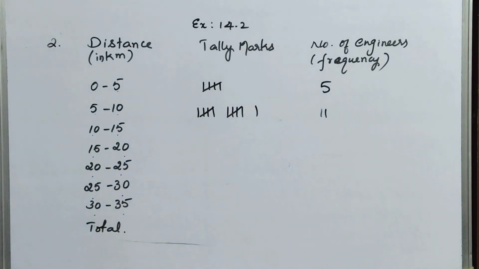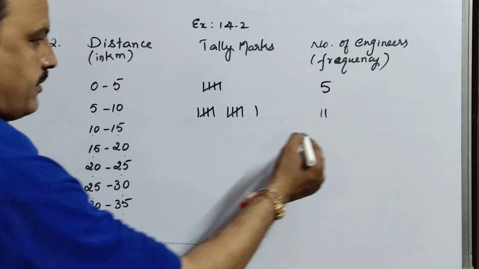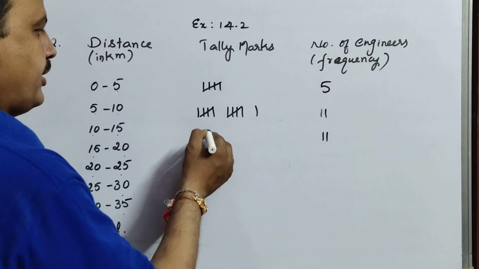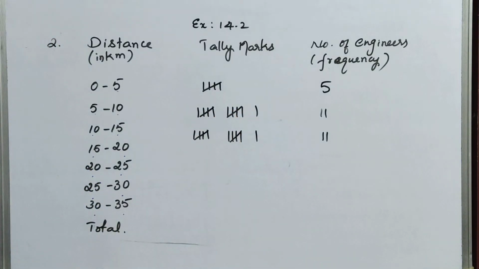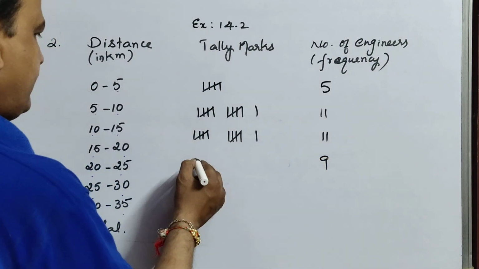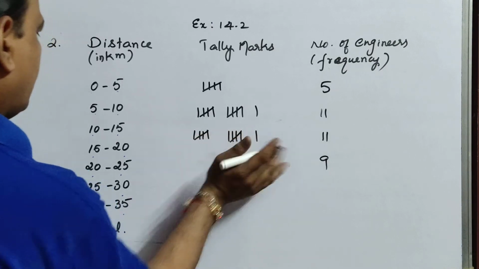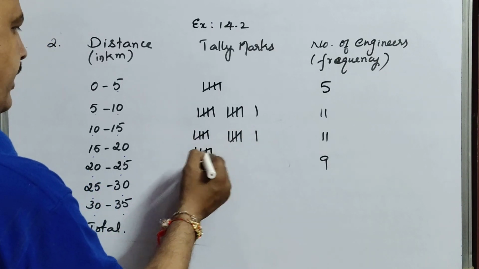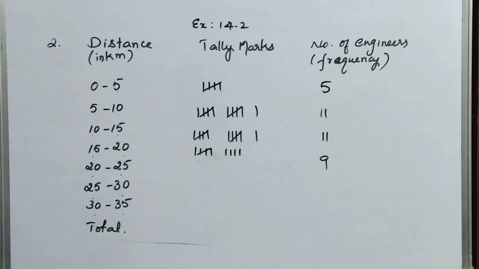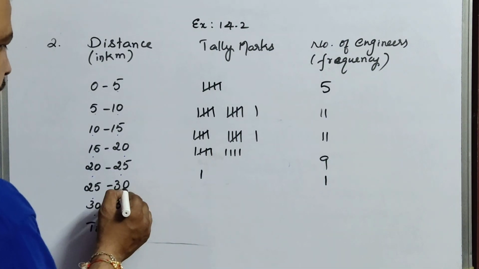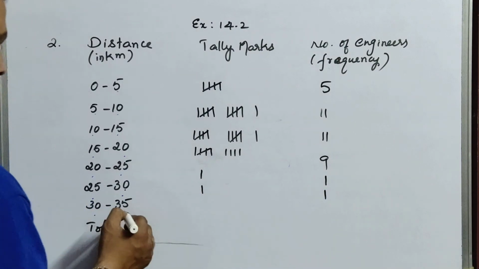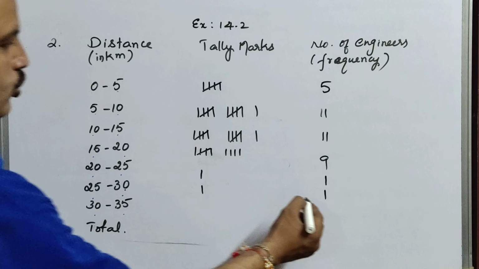Next 10 to 15. 10 to 15 also 11 only are there. So write 11. Next 15 to 20, 9 are there children. 9 here. Next 20 to 25, 1 is there. So 1. 25 to 30 also 1 only. 30 to 35, 2 are there.